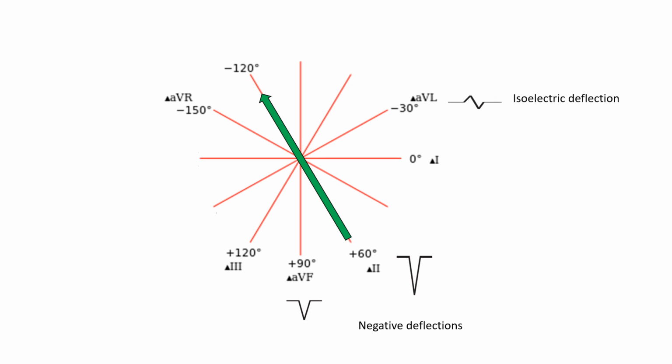The flow is closely perpendicular to leads 1 and 3, and it's directed away from their positive electrodes. So these leads will record slightly negative biphasic deflections. Lastly, the flow is closely parallel to lead AVR and flowing in its direction. So lead AVR will record a moderate positive deflection.